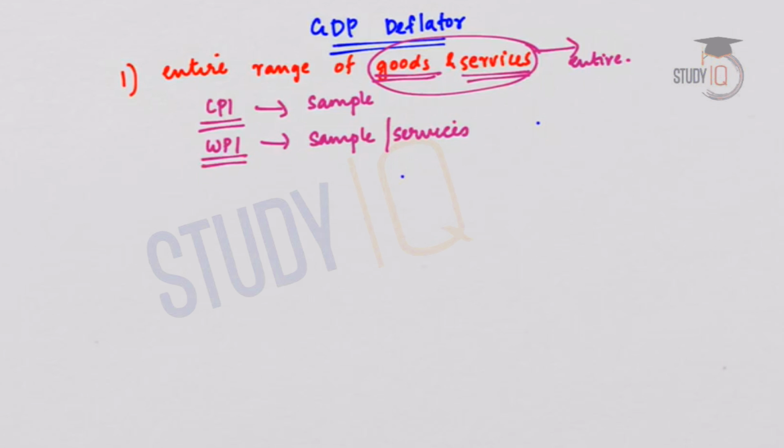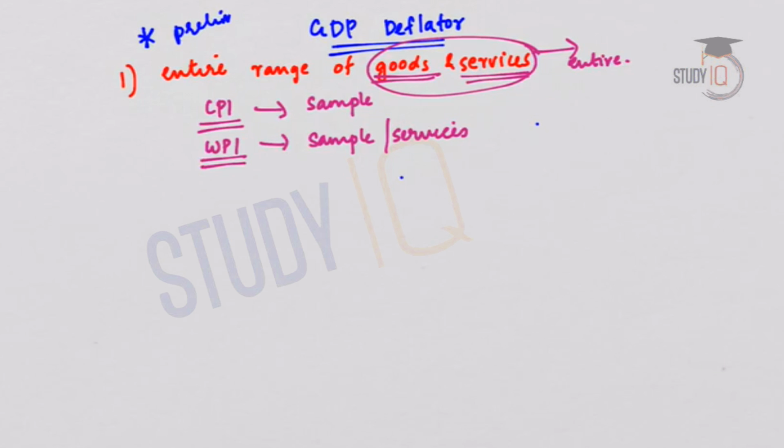So these are some of the key differences, and this is very important from your preliminary examination point of view. UPSC can ask you questions regarding key differences between GDP deflator and other measurements of inflation like the CPI and the WPI, and you should be able to understand and differentiate each and every measurement of inflation, how one measure is different from that of other, how one measurement of inflation is better than the other. All this should be very well understood.